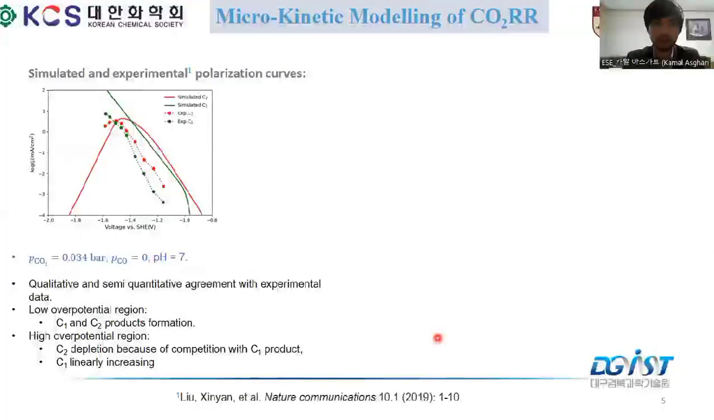First, we compared our simulated data with the experimental data at pH 7 and considering carbon dioxide partial pressure at 0.03 bar, while the partial pressure of carbon monoxide is 0. We can see there is a qualitative and semi-quantitative agreement between our simulated data and the experimental data. At higher overpotential, the depletion in C2 products was observed, which is common in both simulated data and the experimental data, but there is no depletion for C1 product. C1 product is linearly increasing with increasing potential.